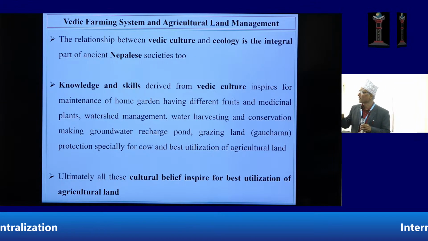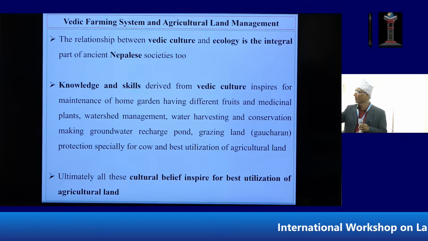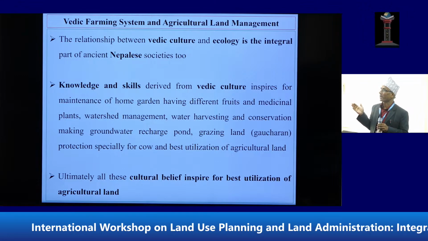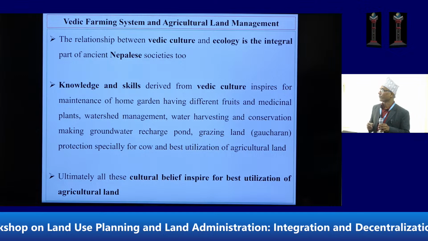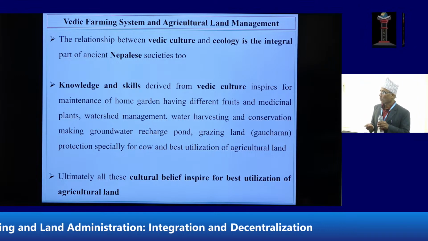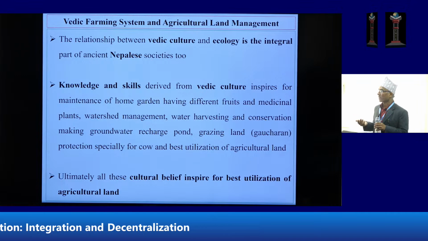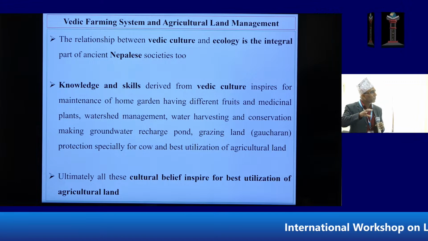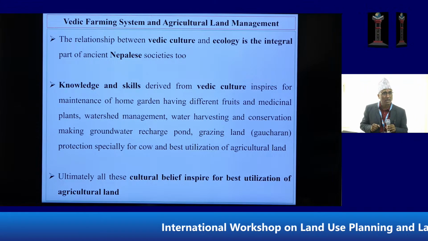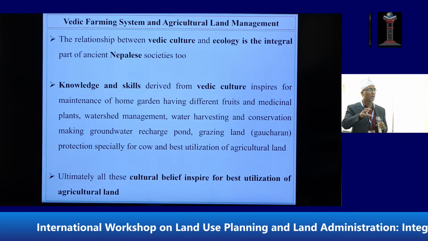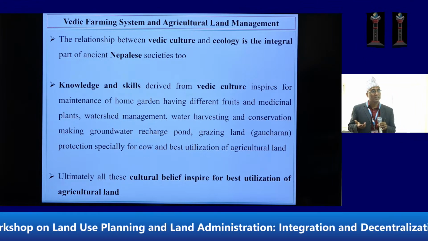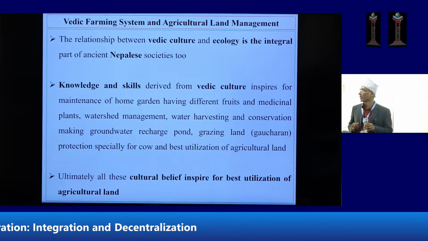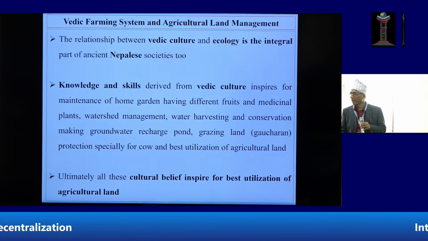In the Vedic farming system and Vedic culture, as I have already explained, Vedic ecology is an integral part of Nepalese society. Knowledge and skill derived from Vedic culture inspired the maintenance of home gardens with different fruit and medicinal plants, watershed management, water harvesting and conservation, making groundwater recharge ponds, and grazing land, which we call Gaucharan. We learn from Vedic civilization how our ancestors utilized the land properly. Ultimately, all these cultural beliefs inspire the best utilization of agricultural land.